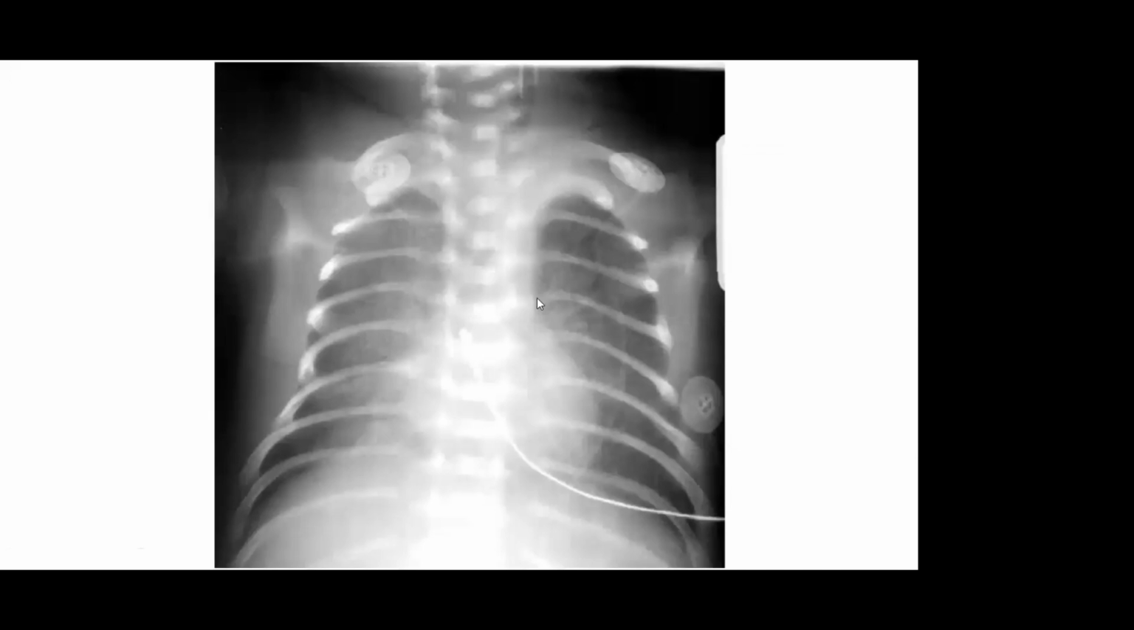Okay, can you see here? What's right or wrong in this X-ray? Anyone, you can put it in the chat box. I'll keep asking in between.